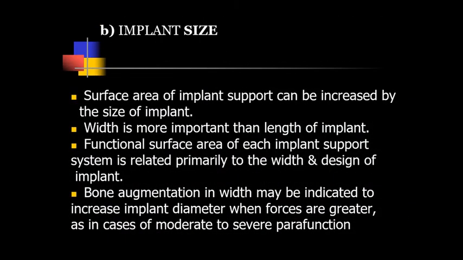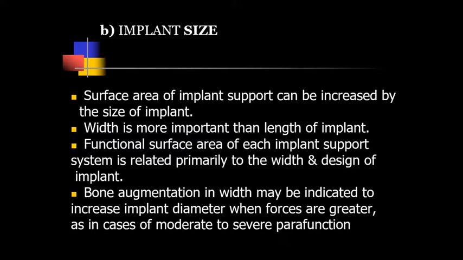The second factor is implant size. The surface area of implant support can be increased by the size of the implant. The size can be increased either in length or in width. Each 3 mm increase in length can improve the surface area support by more than 20%. But the problem with increasing length is that most of the stresses at an implant bone interface are concentrated at the crestal bone. Increasing the implant length does very little to decrease the stress that occurs at the crestal bone. So we have to increase the width.